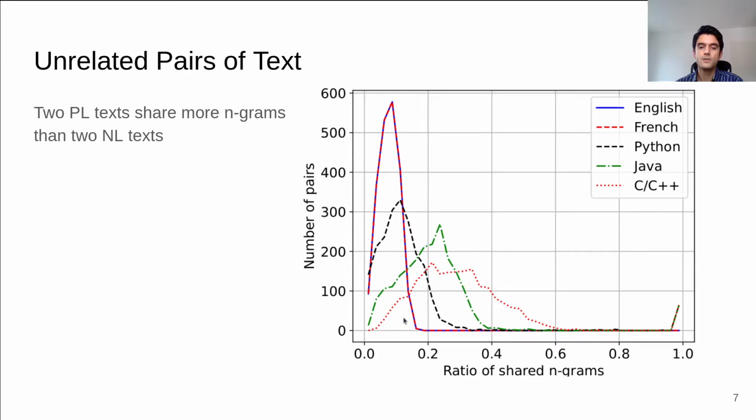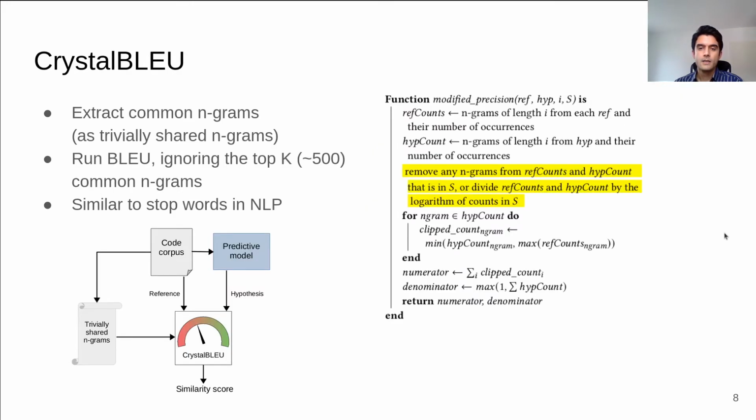And we calculated the ratio of shared n-grams between two random pieces of text in these languages. And as you can see, the English and French are pretty similar with a low ratio of shared n-grams, but languages like Python, Java, and C have a higher ratio of shared n-grams in random pairs of programs. So how we mitigate this problem is basically our approach, CrystalBLEU.